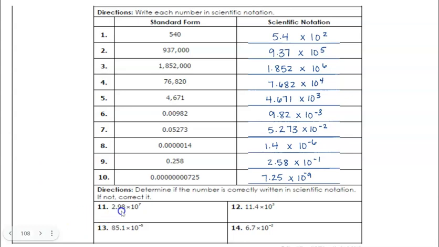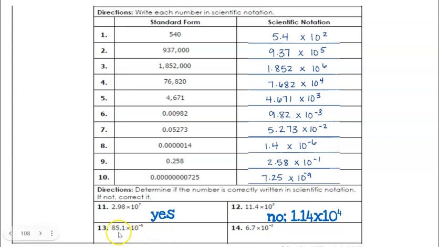Okay, looking at 2 and 98 hundredths times 10 to the 7th power, is that correctly written? If you said yes, you are correct. Okay, let's look at 11 and 4 tenths times 10 to the 3rd. Is that correctly written? If you said no, you've got an eagle eye, because here that decimal has to go between the 1 and the 1. And you also have to add 1 to the exponent to make that change.